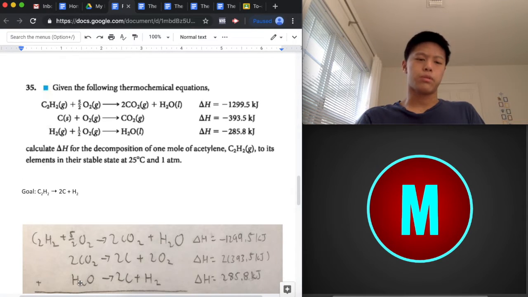And you're going to do something similar with water. Since this is 1 mole here, you also have 1 mole here, so that's basically the same as this equation here, but flipped. So that yields 2 carbon and 1 hydrogen, and again, the delta H value here would be flipped.